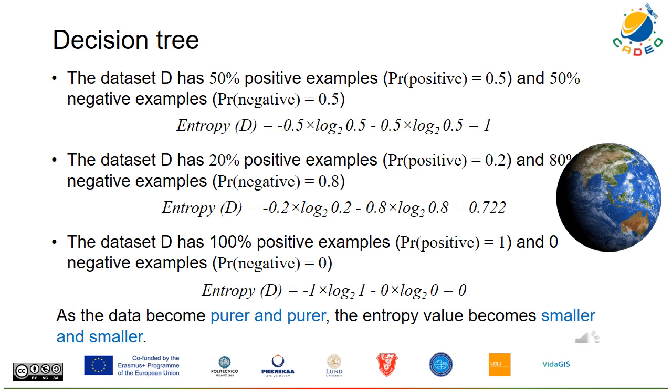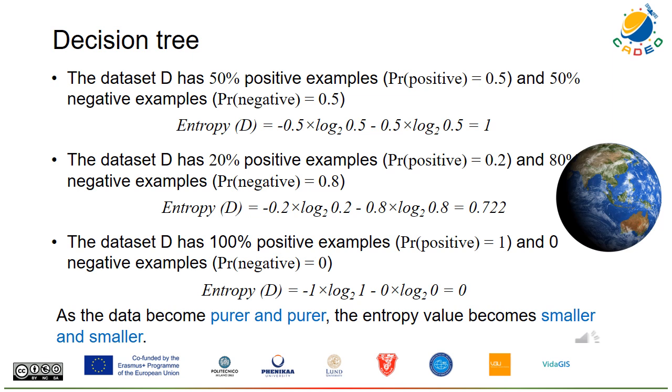Let's say the dataset D has 50% positive examples. Here the probability of positive class equals 0.5, and 50% negative examples. Here the probability of negative class equals 0.5. So based on the formula, we can get the entropy of dataset D equals 1. It means it has maximum impurity.